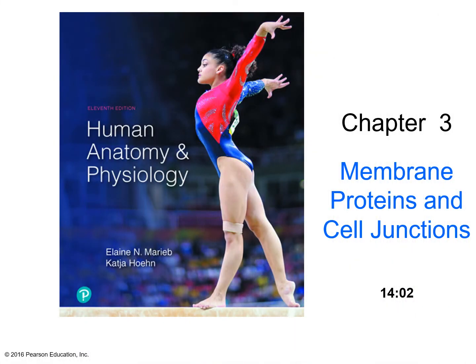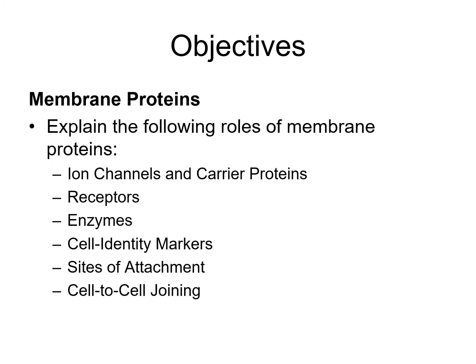The topics of the screencast include membrane proteins and cell junctions, which you will find in Chapter 3 of your textbook. We're going to start first with membrane proteins. Your learning objectives are to explain the roles of membrane proteins as follows: as ion channels and carrier proteins, as receptors, as enzymes, cell identity markers, sites of attachment, and the role of membrane proteins in cell-to-cell joining.